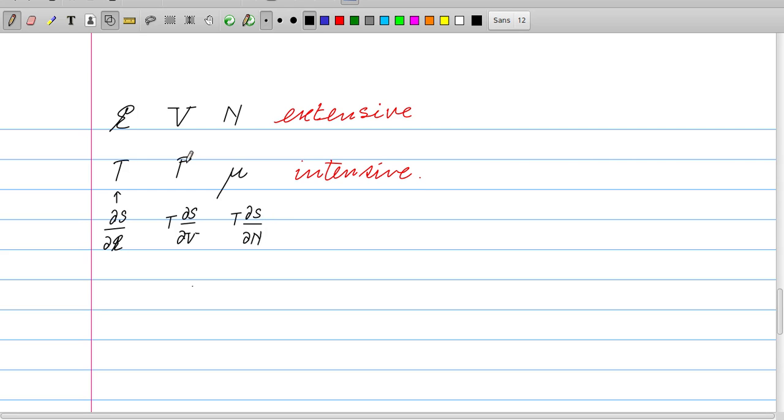And temperature, pressure and chemical potential, they don't scale with the system volume. So if I double the system size, these guys don't double in value. Obviously, if I make a room twice as big, then the temperature doesn't become twice as big. And the same holds for the pressure and the chemical potential. So these are intensive variables. They do not scale with the system size.